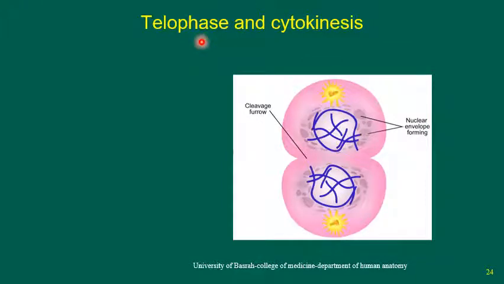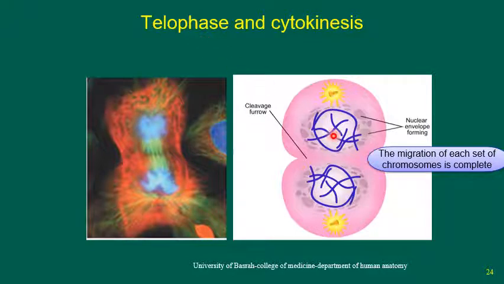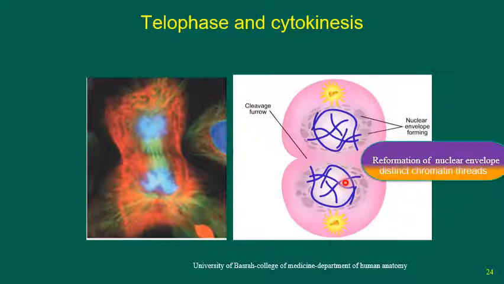The last stage of mitosis is called telophase, characterized by the following. The migration of each set of chromosomes is complete. تتوقف حركة أو هجرة الكروموسومات إلى القطبين بشكل كامل. Reformation of the nuclear envelope due to dephosphorylation of the nuclear lamins beneath the nuclear envelope. استعادة تكوين الغلاف النووي نتيجة لعملية الديفوسفوريليتد للنيوكلير لامينز.